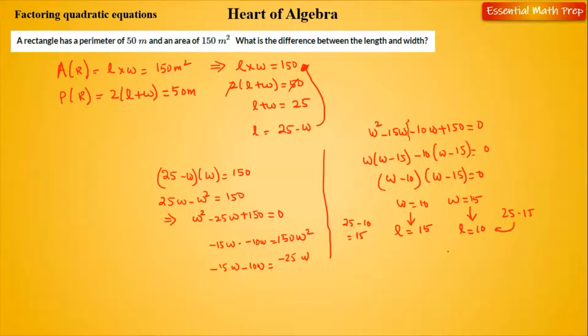What's the difference between length and width? Well, irrespective of how you do it, L equals 15, W equals 10, L minus W equals 15 minus 10 equals 5 meters. Or you could do W minus L, which would also be 5 meters. Isn't that clear? All right, let's continue going.